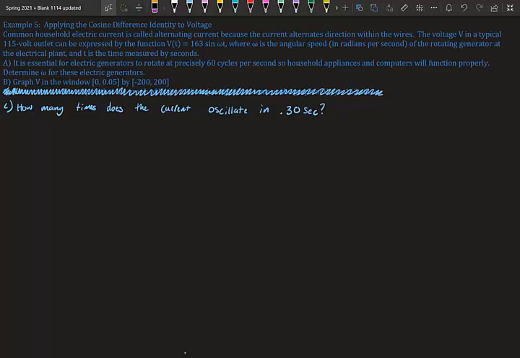A. It is essential for electrical generators to rotate at precisely 60 cycles per second so household appliances and computers will function properly. Determine omega for these electric generators. B. We're going to graph V in the window of 0 to 0.05 by negative 200 to 200. And then for C, I changed C. How many times does the current oscillate in 0.30 seconds?